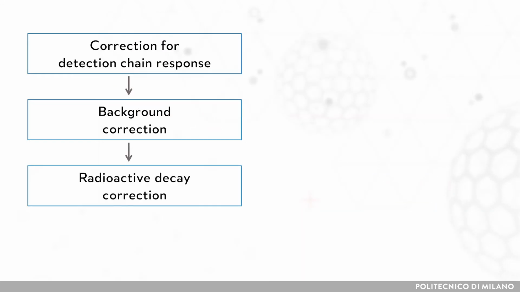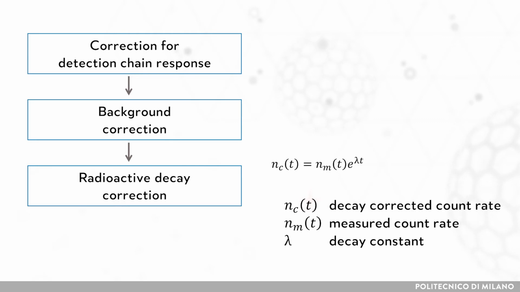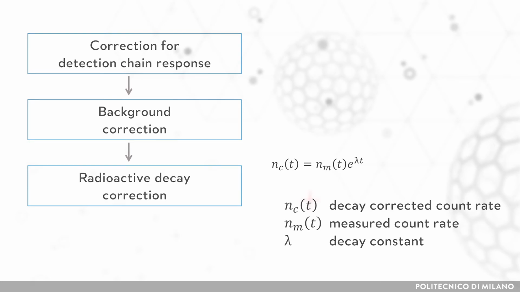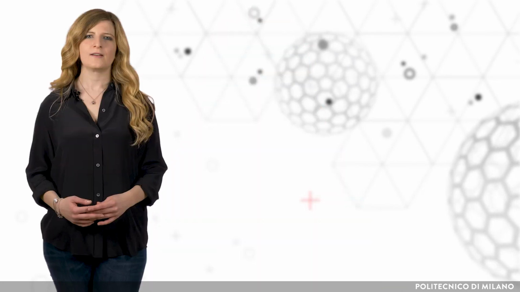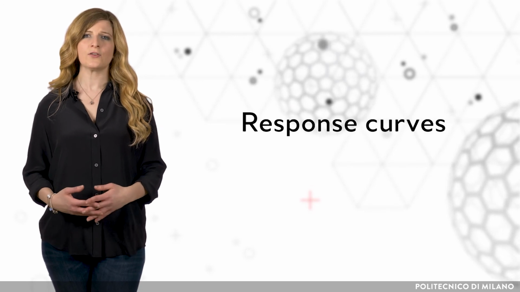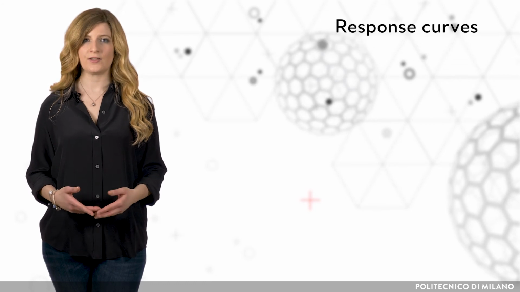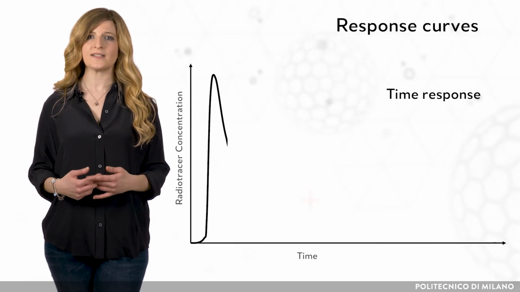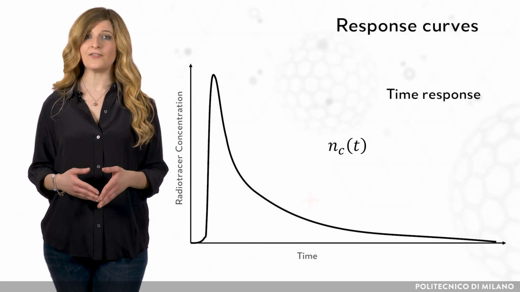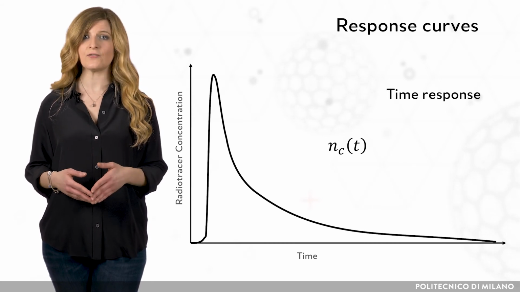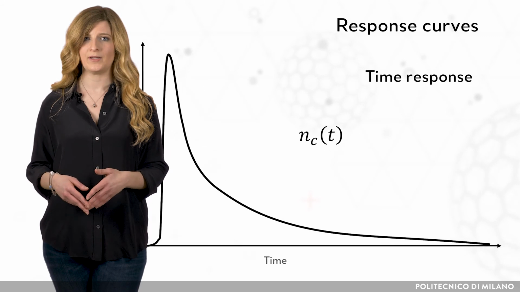The radioactive decay correction takes into account the fact that radioisotopes decay exponentially with time. After applying all the required corrections, the analysis proceeds with the data elaboration that allows the flow to be modeled. First of all, the response curves are calculated. These are the basis of data interpretation. The time response is the easiest you can think of. It is a graphic representation of the concentration of activity as a function of time.